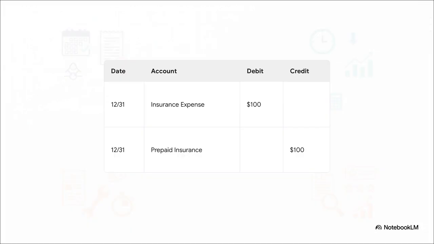Let's say you paid $2,400 for 24 months of insurance on December 1st. Step 1 tells us your current balance is $2,400. Step 2 says, hold on, 1 month has passed, so the remaining balance should actually be $2,300. Therefore, step 3 is just a $100 adjustment. You literally just debit insurance expense for $100 to recognize the cost for December and credit prepaid insurance for $100 to reduce your asset. Boom, done.